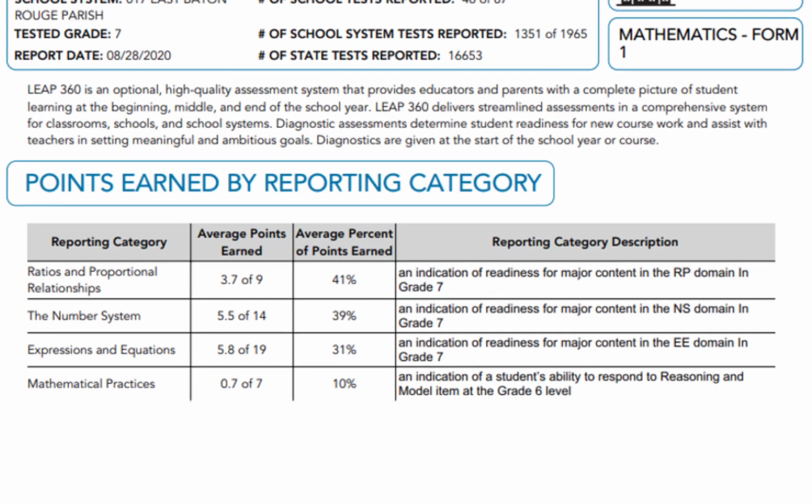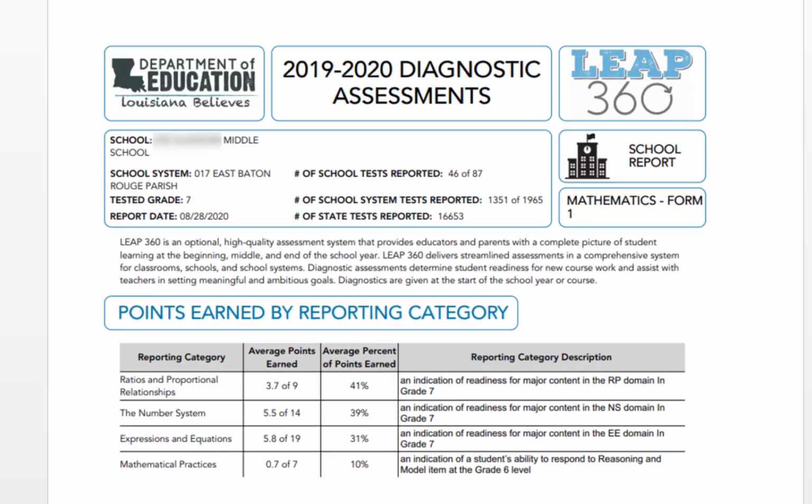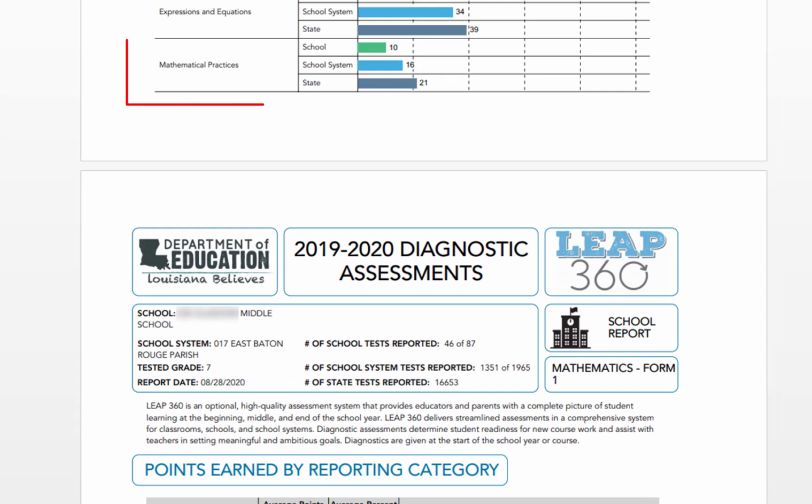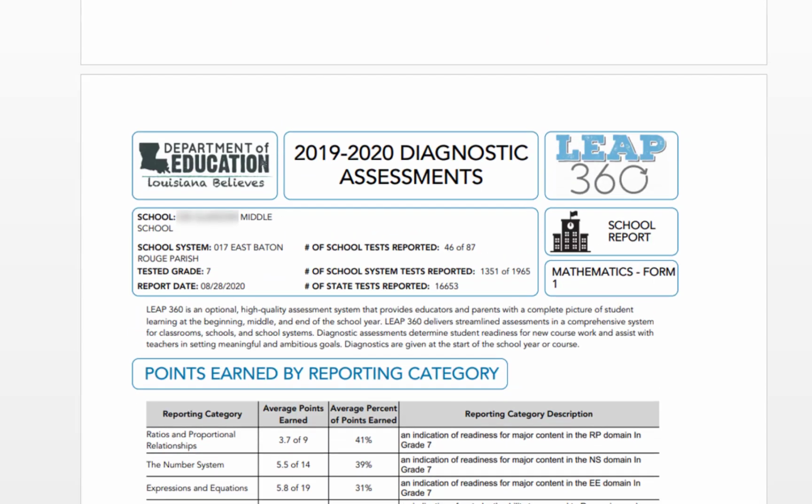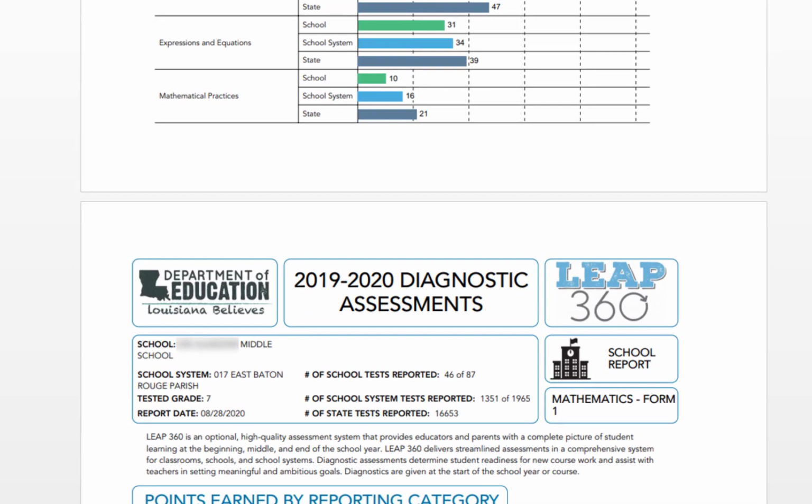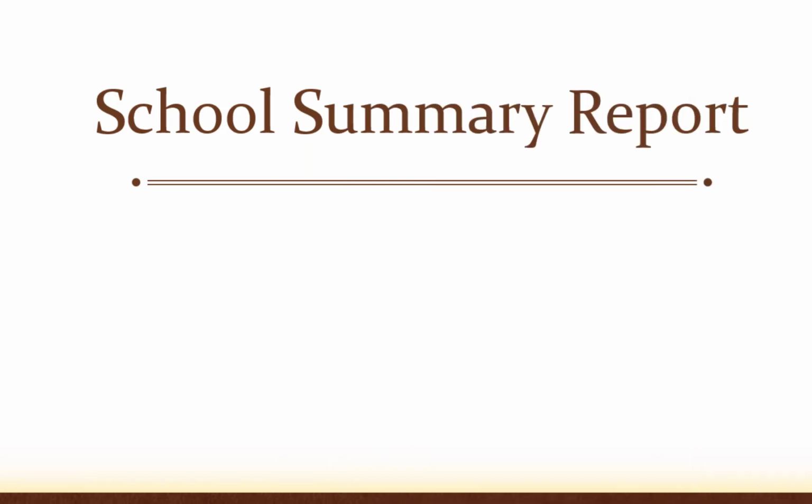And then if you go here, the mathematical practices, I just want to remind you, that's the one that the teacher scored. So out of 7 points on average, the student only got 0.7. 0.7 divided by 7 is 10%. And that's what you're going to see here. So you see how low this is compared to the state? The state was 21%. Okay, and so that's going to take care of the school summary report.